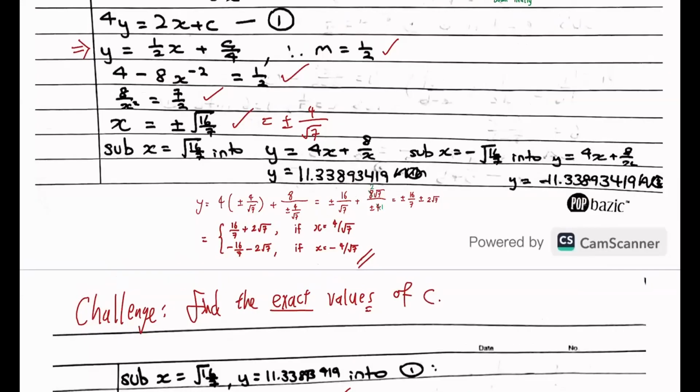Then that's not enough, because that's just the y coordinate value. You still need to sub in the x, sub in the y into the 4y equals 2x plus c. Remember the equation? If you have the question paper, you still need to sub the y in, sub the x in for both cases, and then solve for c. Essentially, c equals 4y minus 2x. So sub in and you get the corresponding c value.